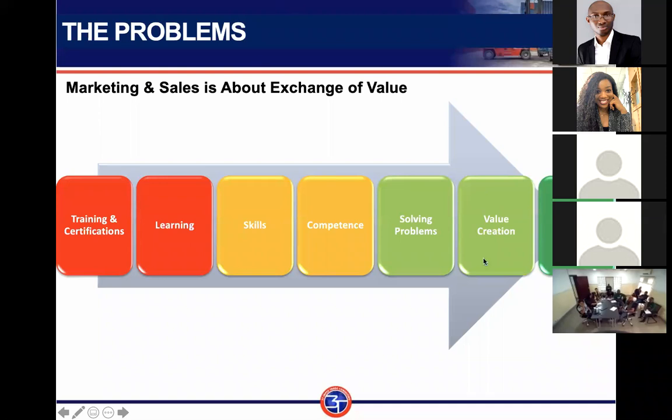I'm not creating value for my customer because I'm not able to solve their problems. I'm unable to solve their problem because I am not competent enough. I'm not competent enough because I've not been developing my skills. I've not been improving myself through skill acquisition. And I'm not skillful because I am not given to lifelong learning. And I'm not given to lifelong learning because I'm not doing training or certification.